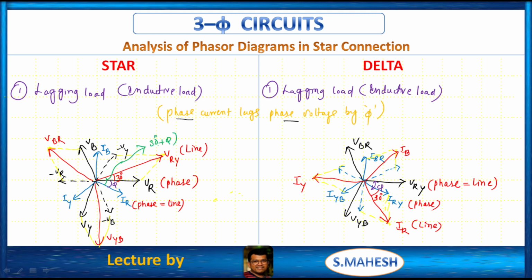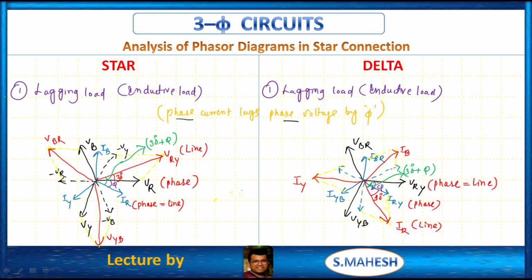30 plus 5. If it is a lagging load, that is 30 plus 5. Like that, what is the phase angle between these two, line voltage and line current? Obviously 30 plus 5. That's it. This is about lagging load.